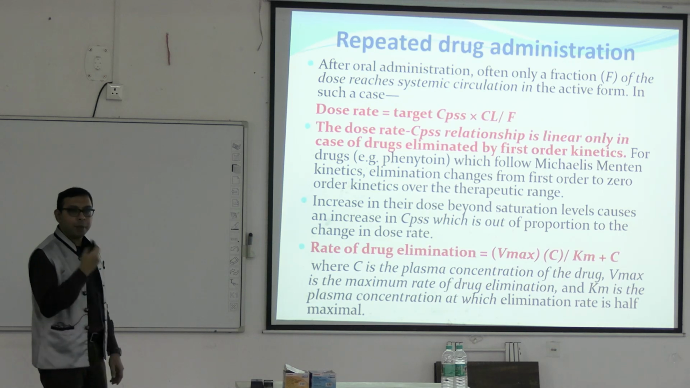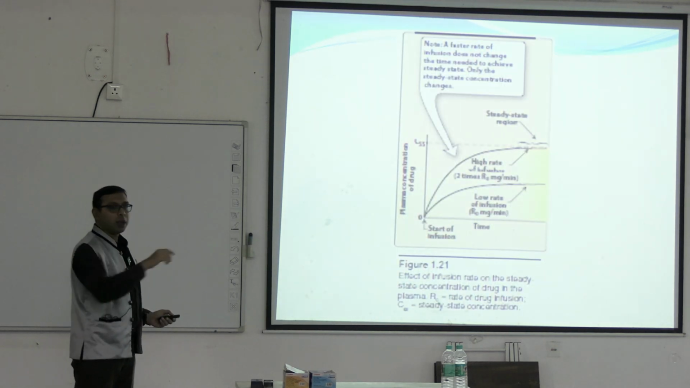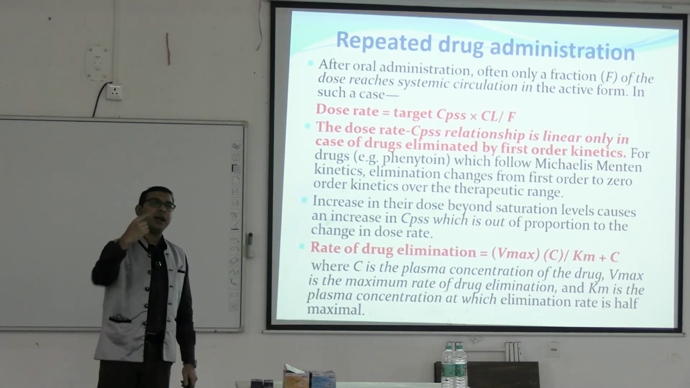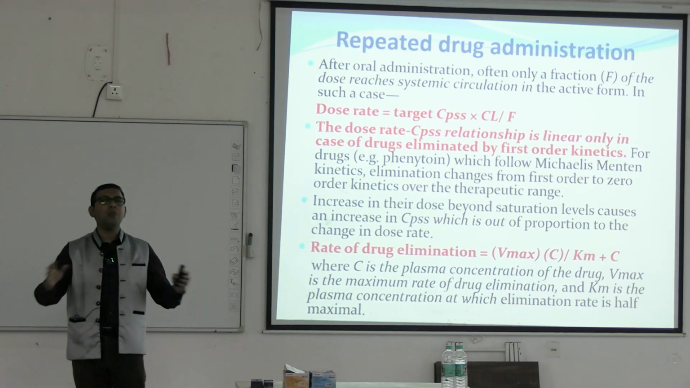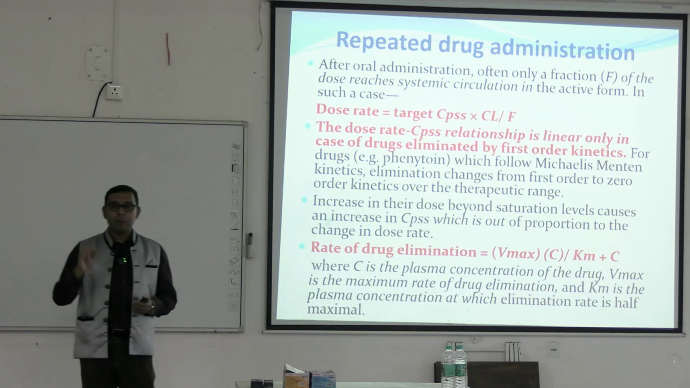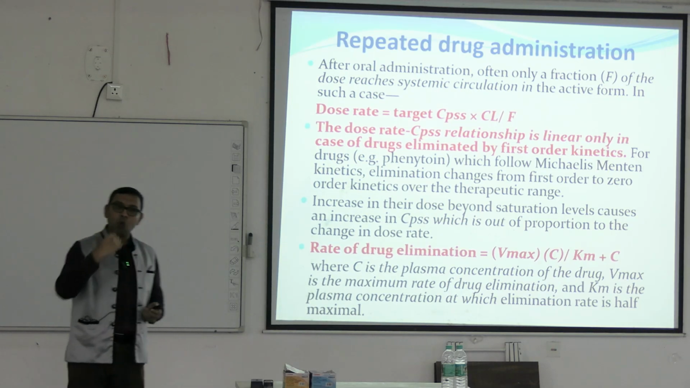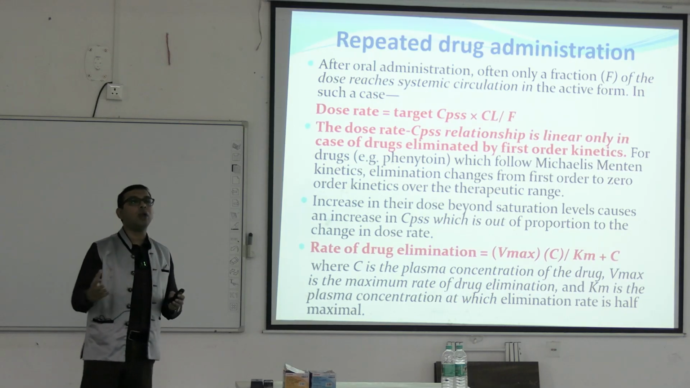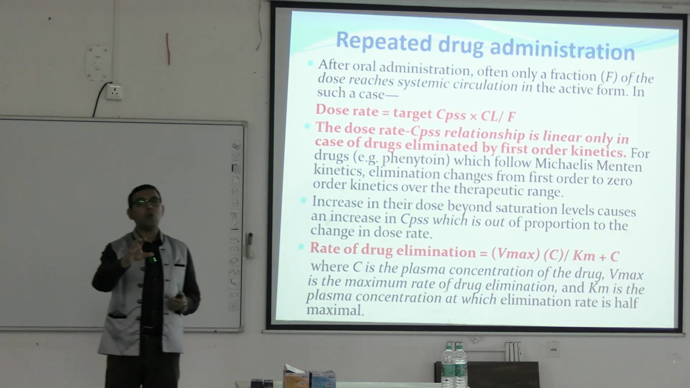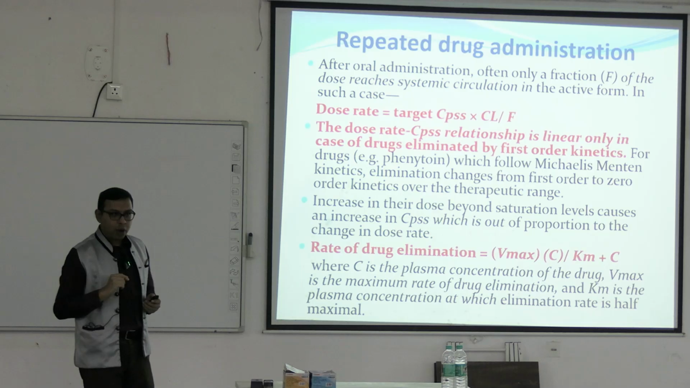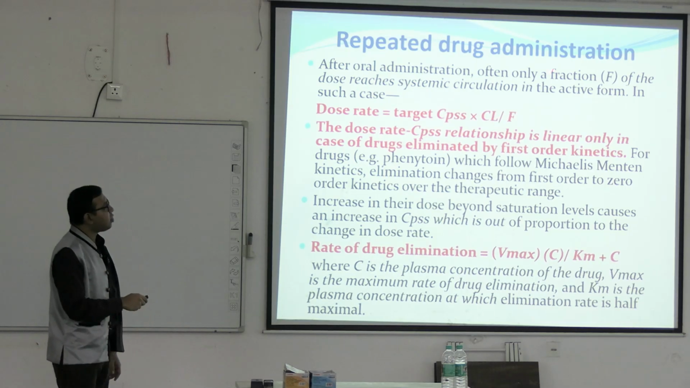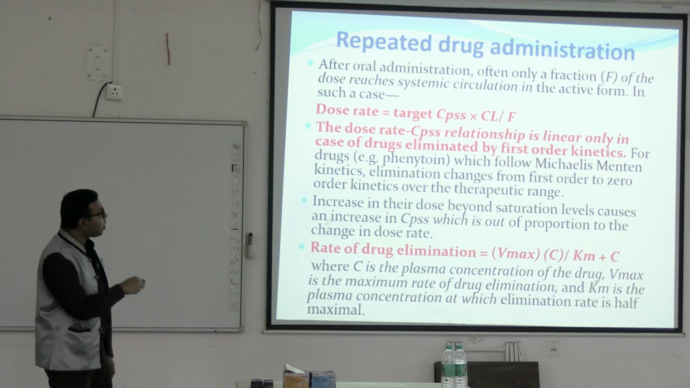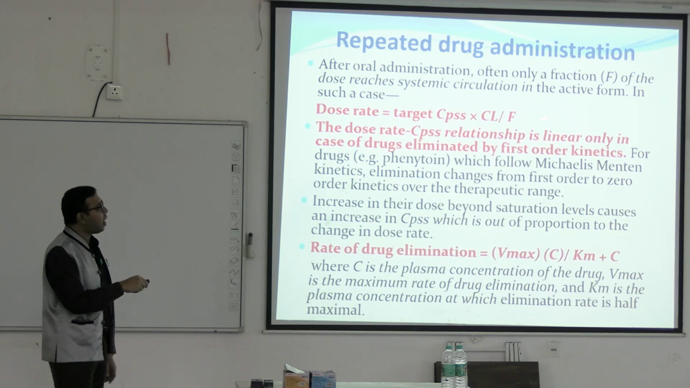So after oral administration, these examples are given by intravenous infusion because it is easier to understand. Intravenous means we are directly injecting the drug into the blood so that there will be no first pass metabolism. But mostly we take drugs orally. When we take drugs orally, only some part of the drug is available to the body for absorption. This can be calculated from the bioavailability. Already we have read that bioavailability is the fraction, denoted as F. So only a fraction of the drug reaches the systemic circulation in the active form.